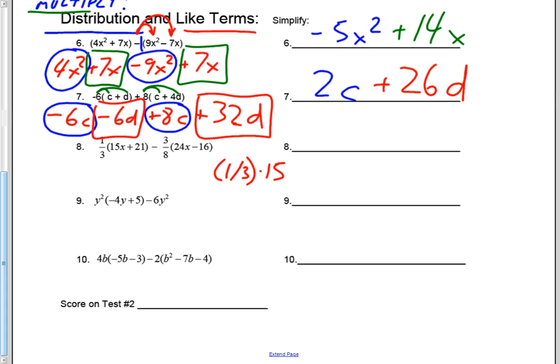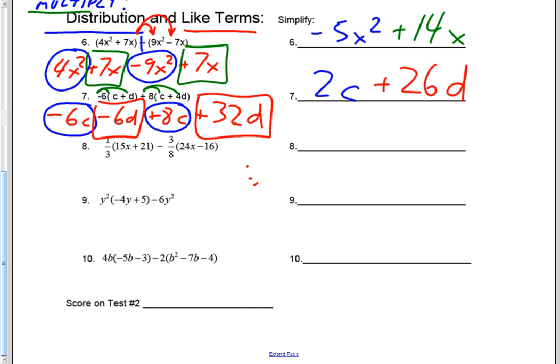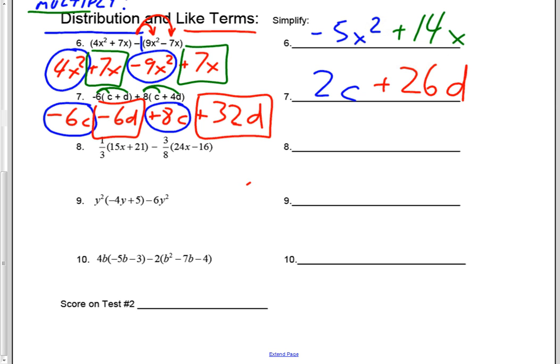With this right here, 1/3 times 15. That's how you would enter it. What do you get from that? What's 1/3 times 15? He said to the people with the calculators. 5. Don't forget the x goes with it.